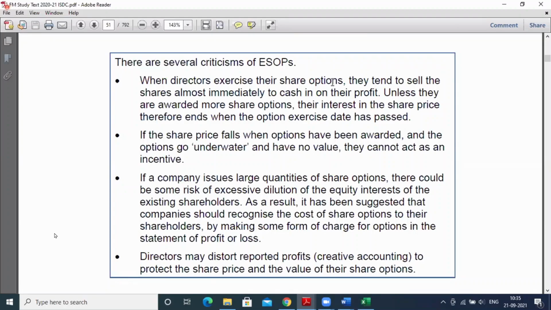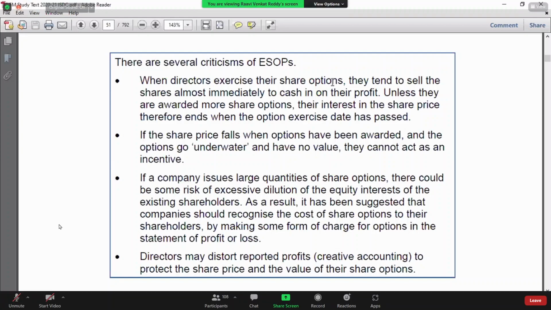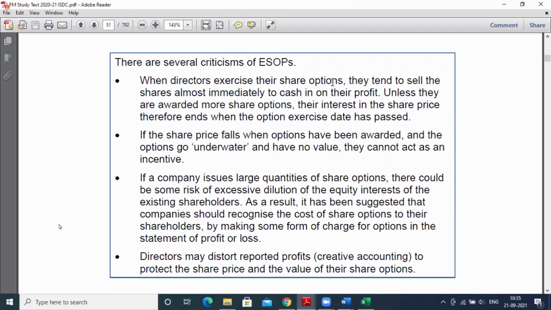Let us assume that before giving this employee stock option plan, the total number of shares in the company is 10,000. And the company earning available to shareholders is, let us assume, 1 lakh. So if you divide 1 lakh by 10,000, every share gets $10 as earning per share. So the earning per share is $10.